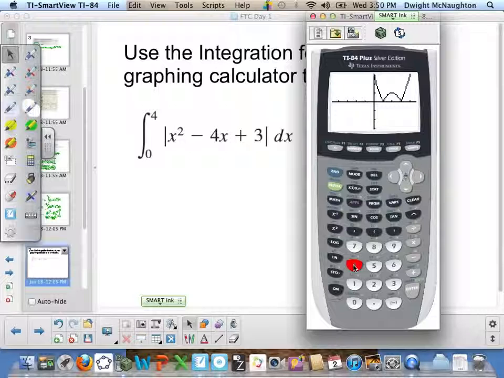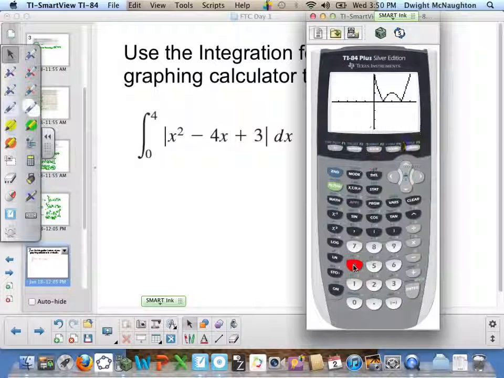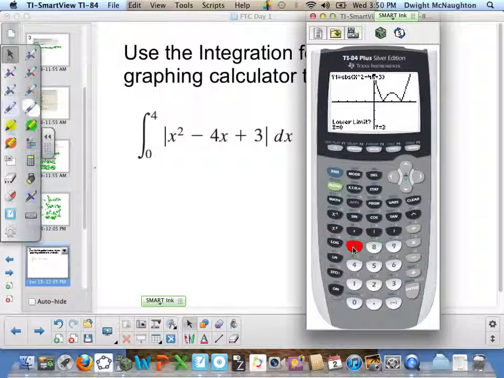Go into the calc menu. The calc menu is right up there, above the trace. So we'll do second trace. And we can see the choice for antiderivative is right there at the bottom, number 7. It's going to say lower limit. Our lower limit is the bottom number on the integral, so that'll be 0. I'm going to type it in. You can trace over to it and hit enter. I just like to type and hit enter.